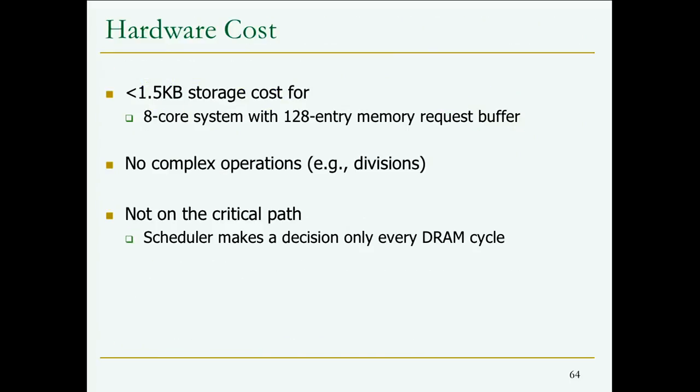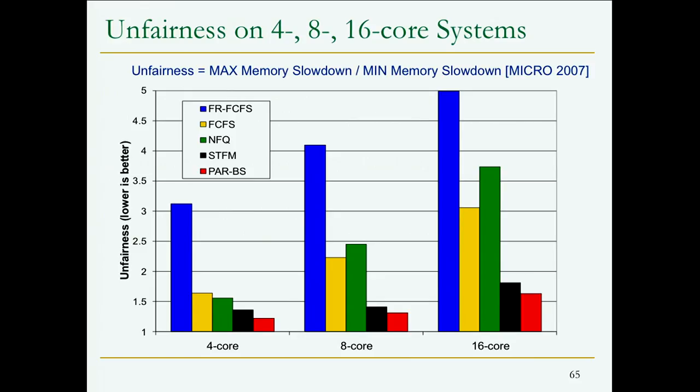So to answer part of your question, this is the hardware storage cost. So this is much cheaper than the stall time fair memory scheduler. So it's very little storage cost. There are no complex operations like divisions because you need a division actually in stall time fair memory scheduler to compute on fairness. And this is not on the critical path. Scheduler makes a decision only every DRAM cycle. But it turns out this is also complex, so we're going to go back to some other schedulers later on.